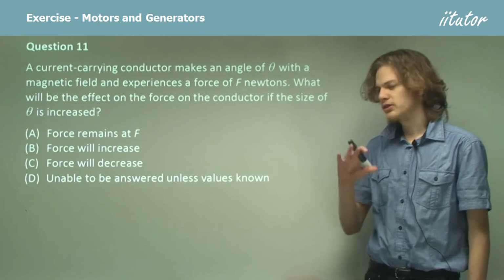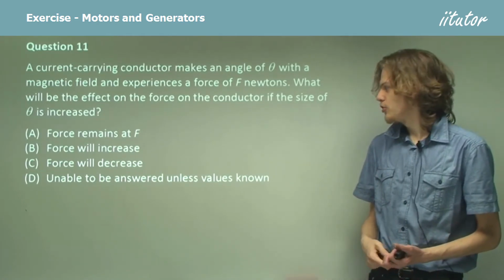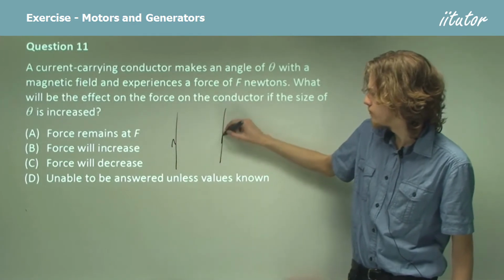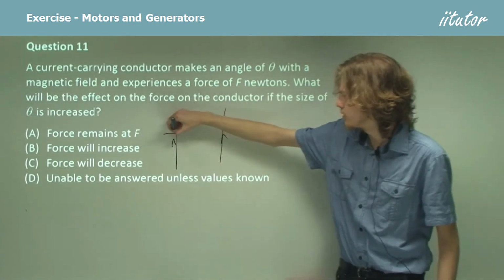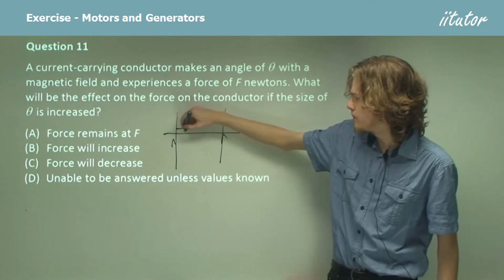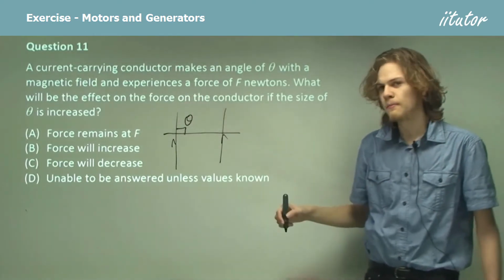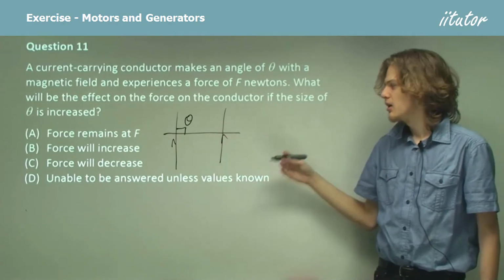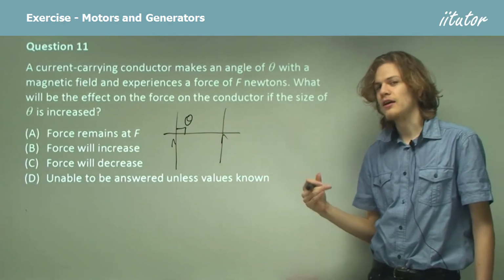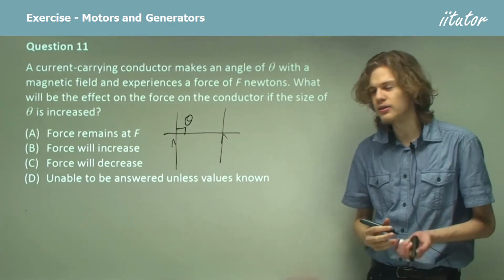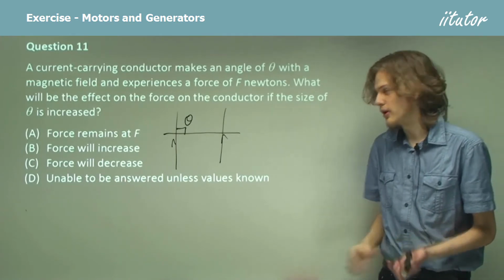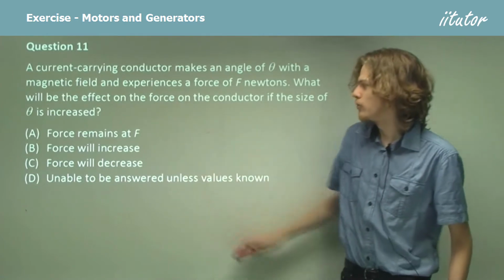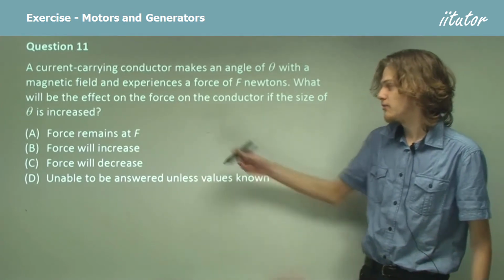Now let's think about this for a little bit. We'll assume that here's the magnetic field, and here's the conductor at 90 degrees, and so theta is 90 degrees. And this will be the maximum force that we can get on the conductor. If we increase theta to, say, 100 degrees or 110 degrees, then the force will decrease. So that makes option C look pretty attractive. And it's definitely not option A.